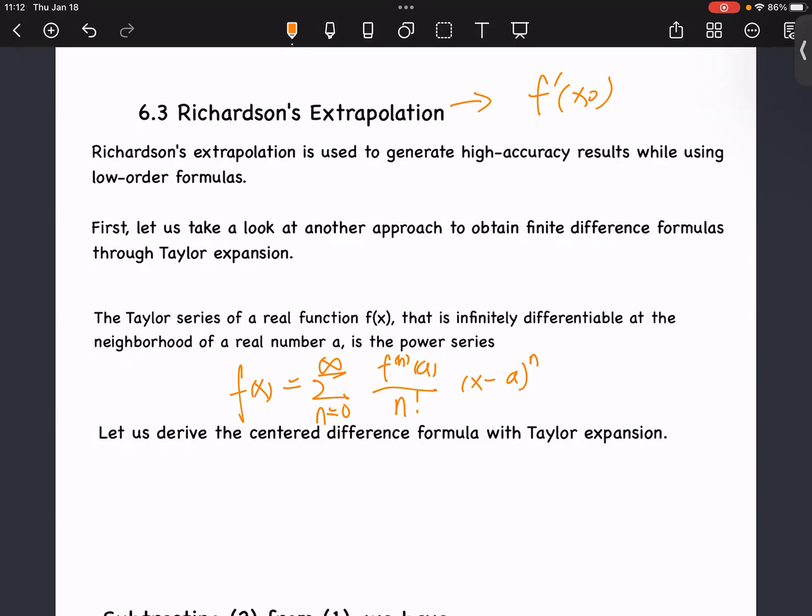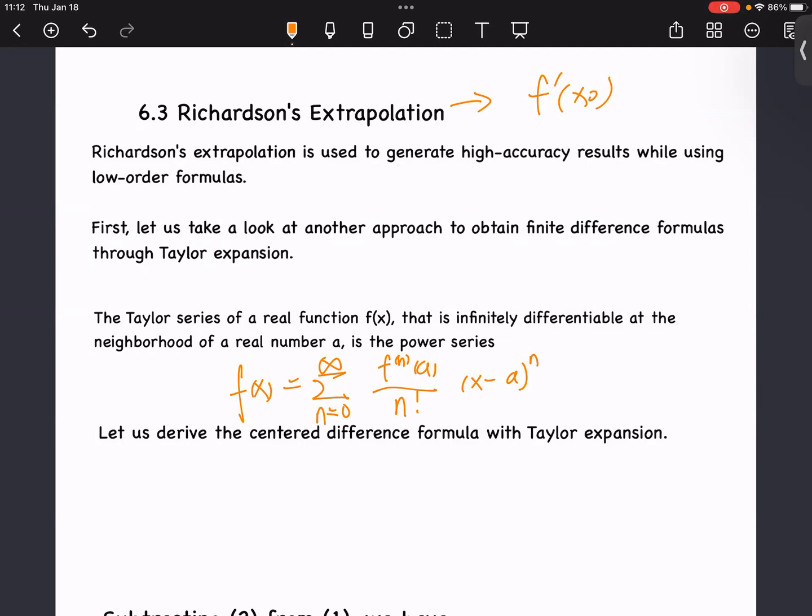So let's take a look here. If we want to derive the center difference formula, let's go back to the center difference formula. What do we have in the center difference formula? We have two things. We have f(x0 plus h), right? And then minus f(x0 minus h), divided by 2h, right? So now let us do the Taylor expansions for this one, and also do a Taylor expansion for this one.